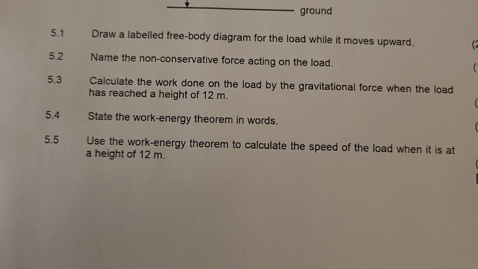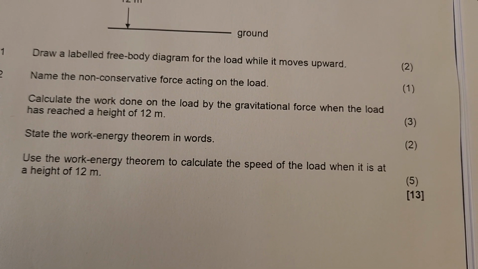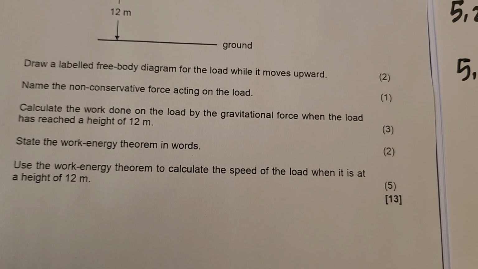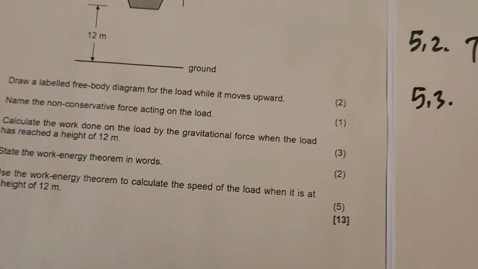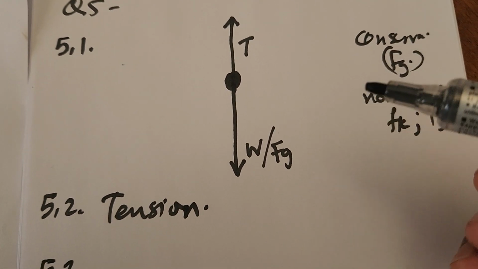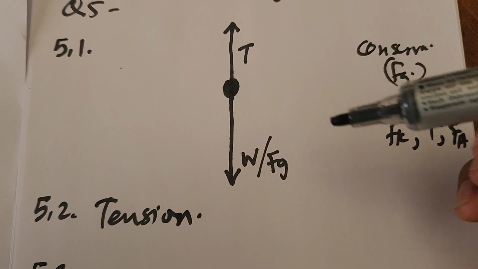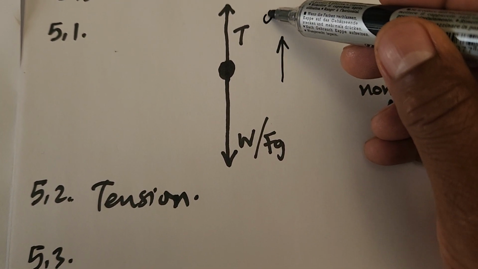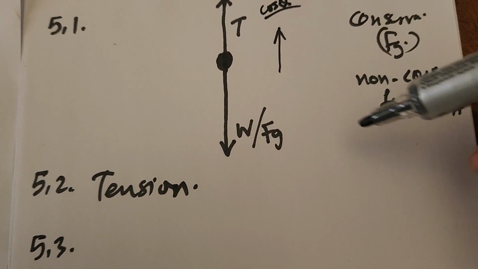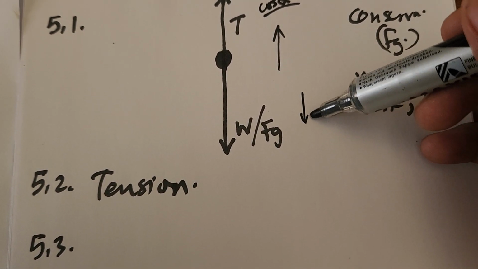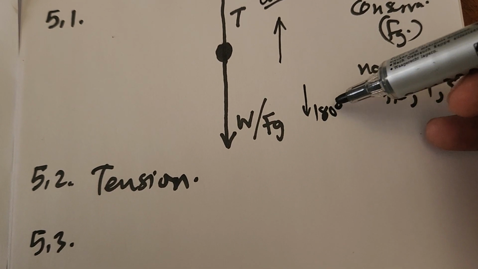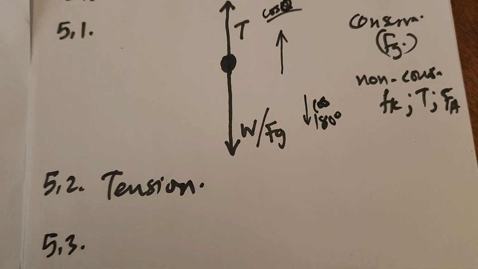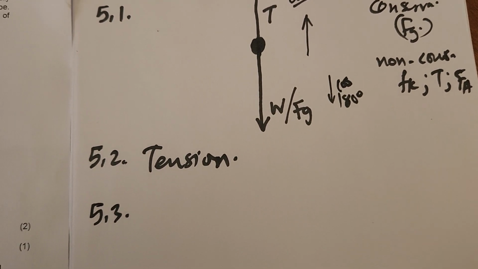Next question, 5.3, they say calculate the work done on the load by the gravitational force when the load has reached a height of 12 meters. That's your delta X. Now remember, there are 2 forces that are doing work on the object here. The object is going up, therefore the tension is doing positive work. We'll be using the cosine of theta there. And then the weight is doing negative work, then we'll be using the cosine of 180 degrees. Remember, this will be 0 degrees and this one will be cosine of 180 degrees. That's when you interpret it simply.